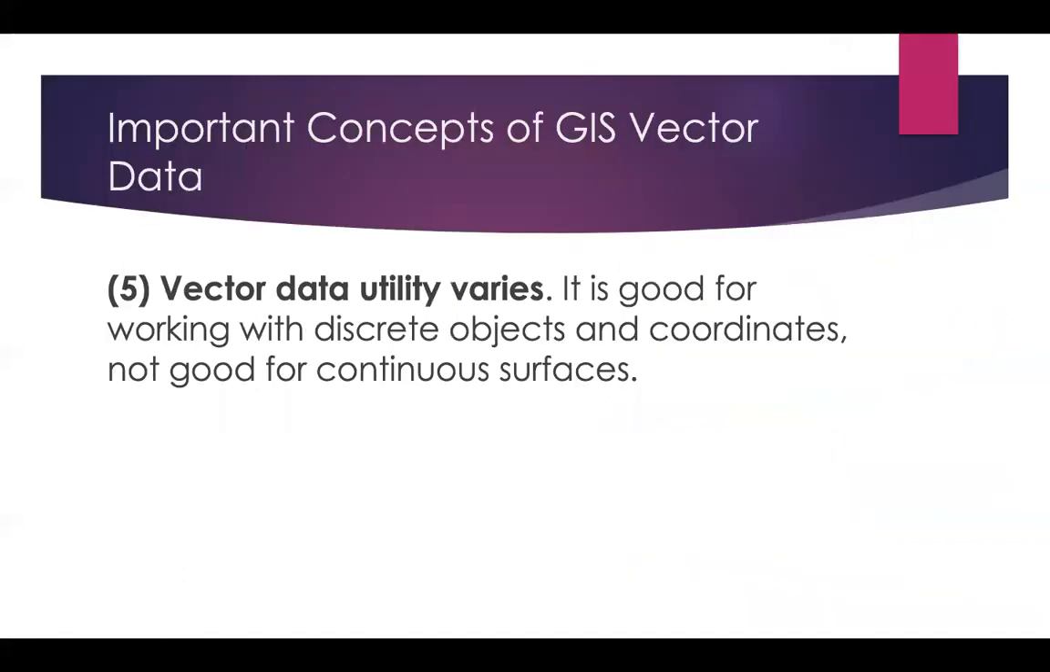Finally, just like all data, vector data is good for some types of phenomena, but not others. Points, lines, and polygons are great for discrete objects that are more abruptly changing, but not for continuous, smoothly changing phenomena like elevation or precipitation.